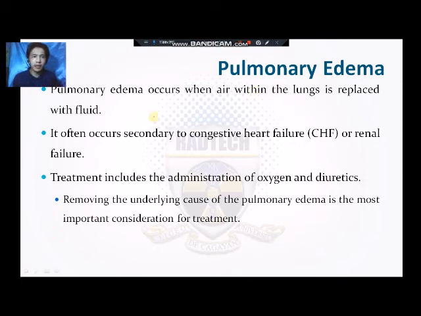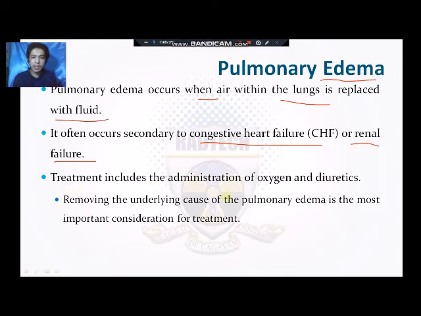Next, we have pulmonary edema. Pulmonary edema occurs when air within the lungs is replaced with fluid. So that's why the term edema appears in the previous pathologic conditions. It often occurs secondary to congestive heart failure or renal failure. So if the patient has congestive heart failure or renal failure, fluid accumulates within these cavities, within our soft tissue structures, and one of the structures in which the fluid can accumulate is our lung tissue.